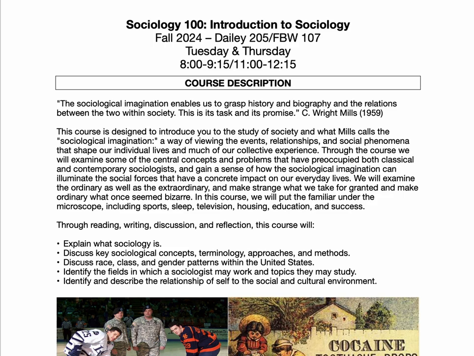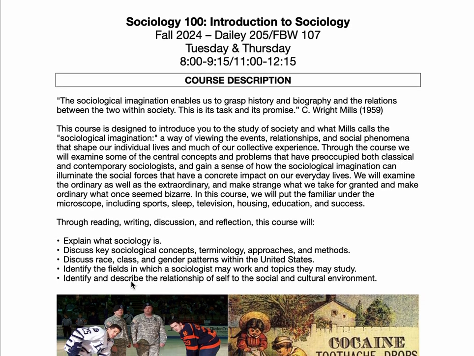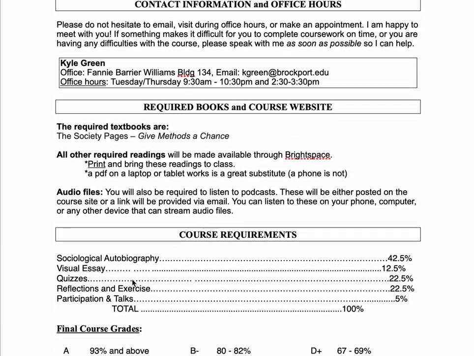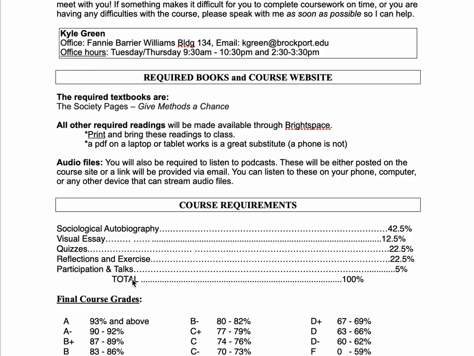So, visual essay assignment. If you scroll down in the syllabus, the first thing that's important is that you'll notice that it is worth 12.5% of your grade. That's a decent percentage of your grade. That's worth more than anything else but that final paper, that sociological autobiography, which is worth 40% of your grade. So you want to take this assignment seriously. It's more important than any of the quizzes, any of the in-class writings. This isn't something that you want to just blow off or do at the last minute.